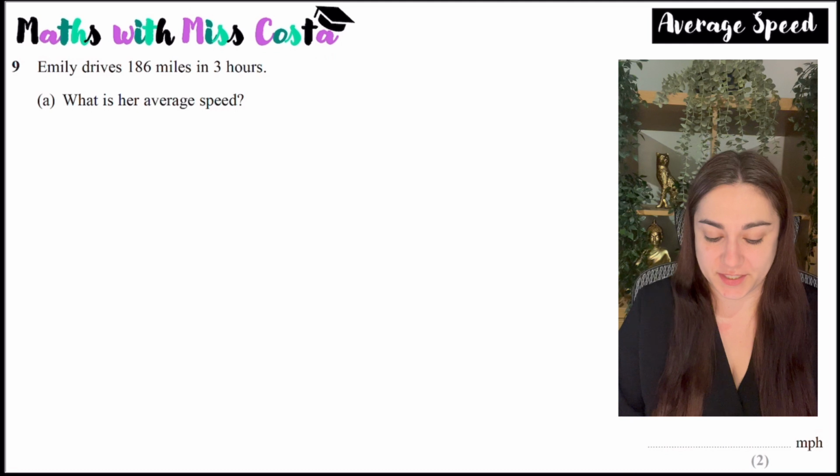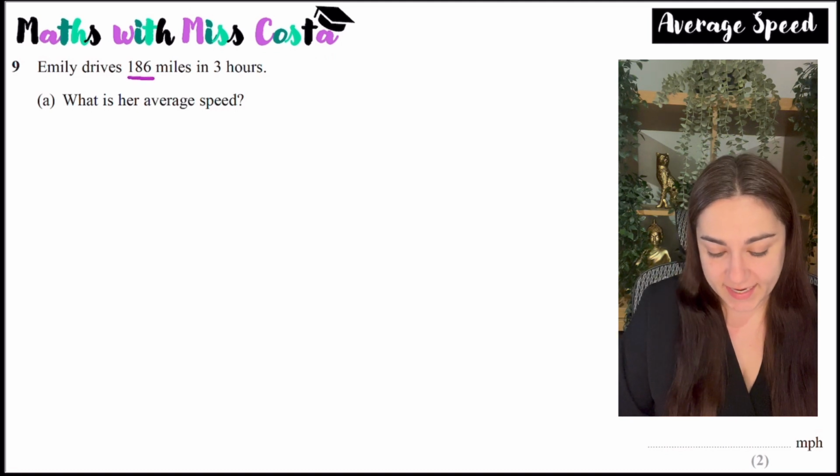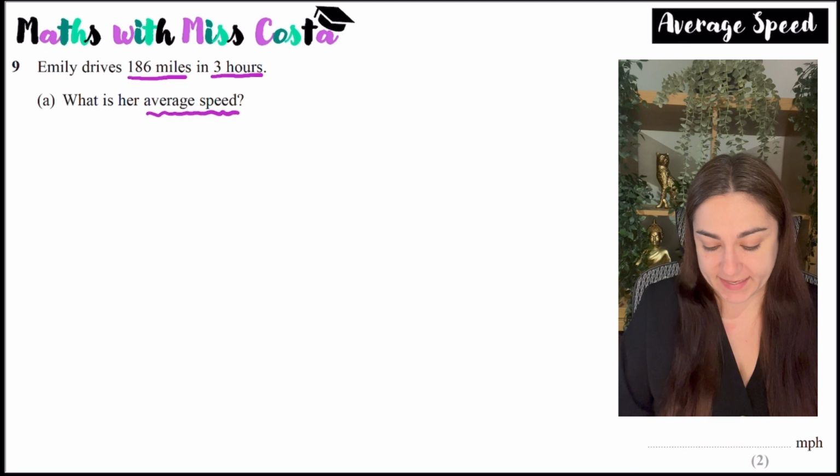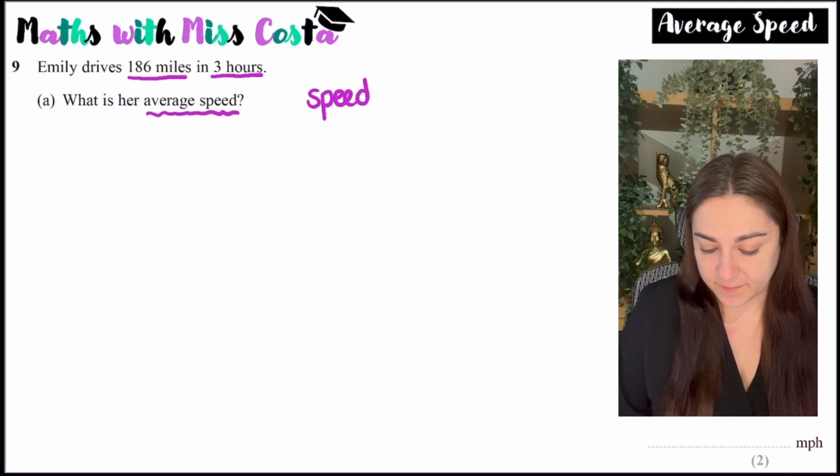Okay, so in this question, I'm told that Emily drives 186 miles in 3 hours, and I need to work out what her average speed is. So the formula that we should know is that speed equals distance over time.